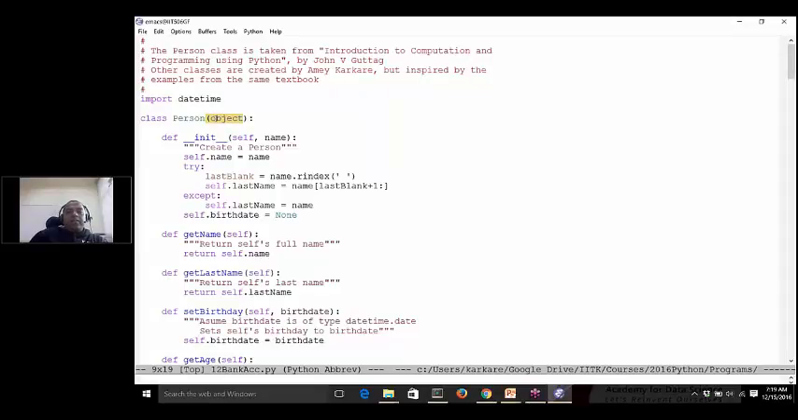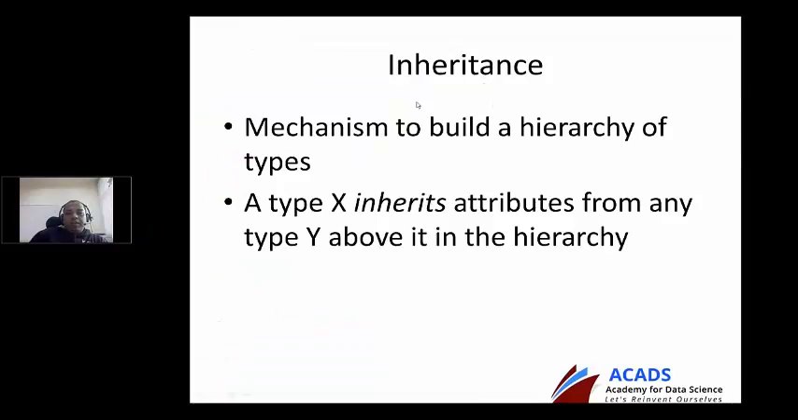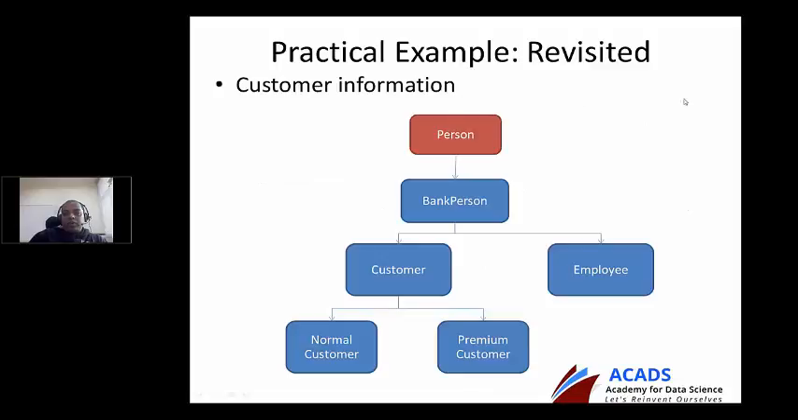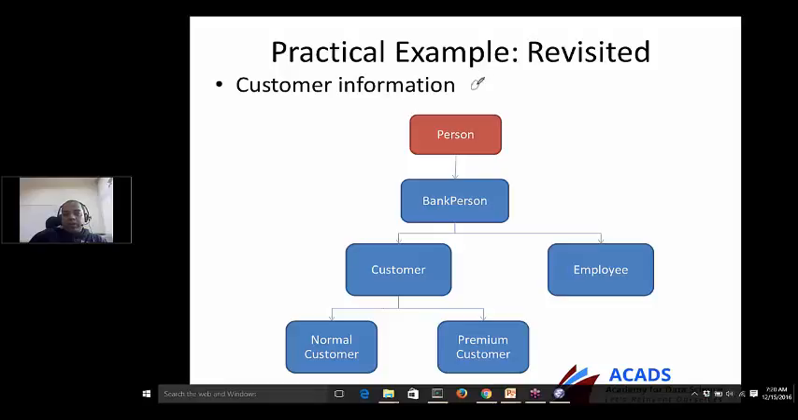Now this is where inheritance comes into the picture. Inheritance is a mechanism to build a hierarchy of types. A type X inherits attributes from any type Y above it in the hierarchy. So in this case I should really show an object at the top as well. Somewhere here I should have the object, which is a Python thing. If I have to draw this diagram in Python, I should really create a class object as well. Okay.